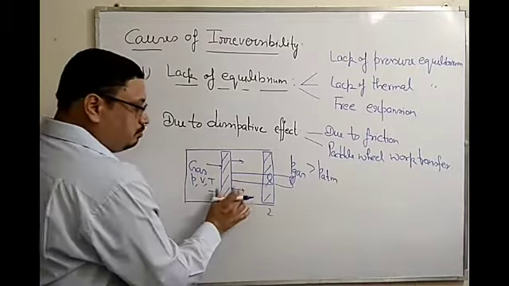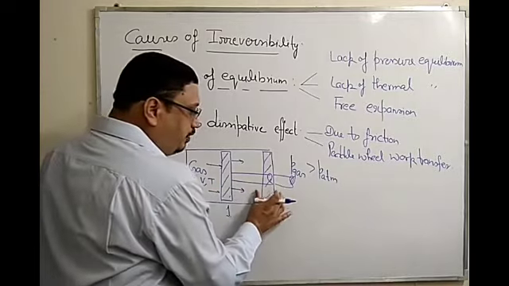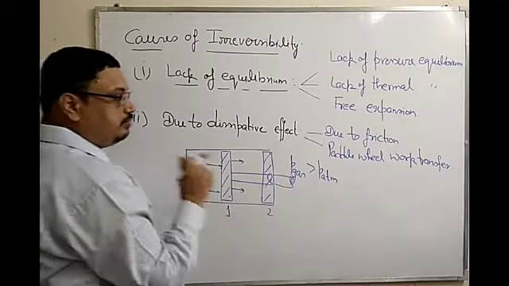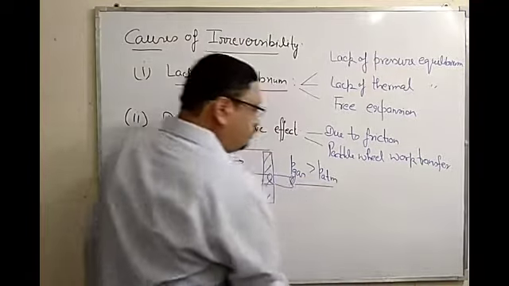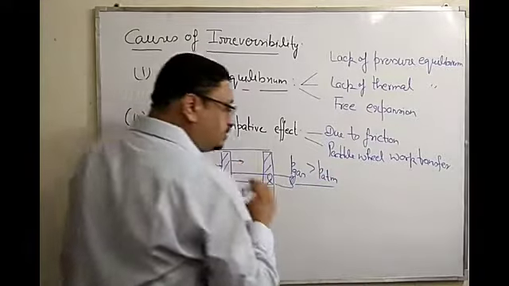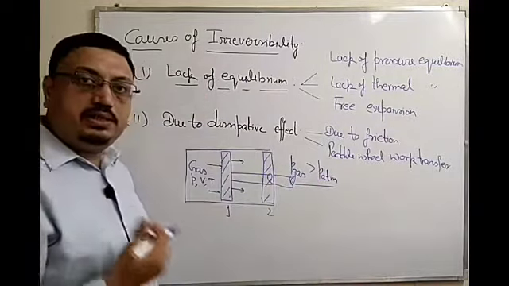And if we want to make this process a reversible process, then what should we do? We should reduce this difference of pressure, or we can say pressure gradient.